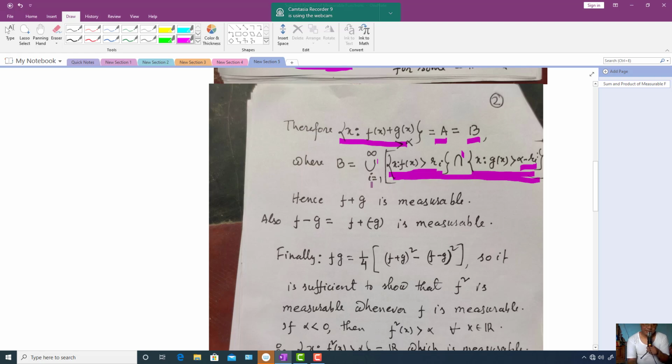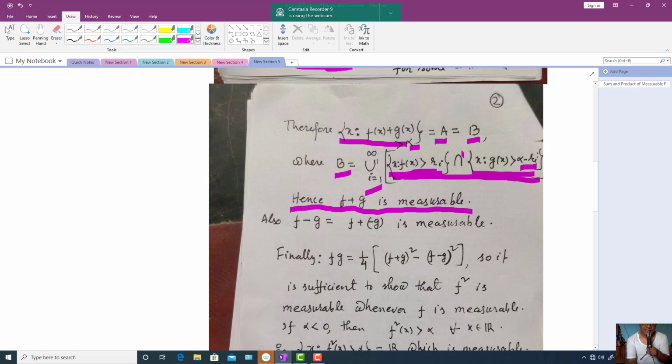So you are going to get a countable union of measurable sets. A countable union of measurable sets is measurable. That means B is measurable. So B is exactly equal to A. Therefore A is measurable for every alpha. Therefore the new function f plus g is measurable.